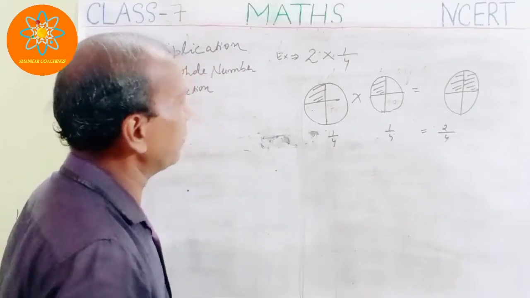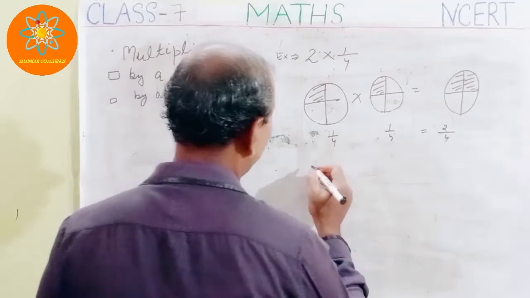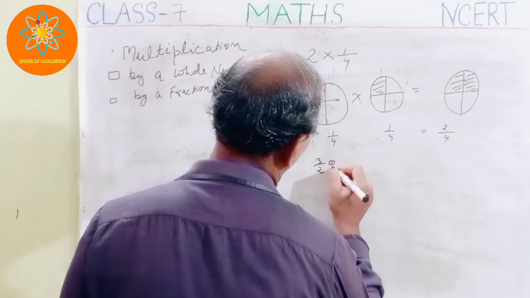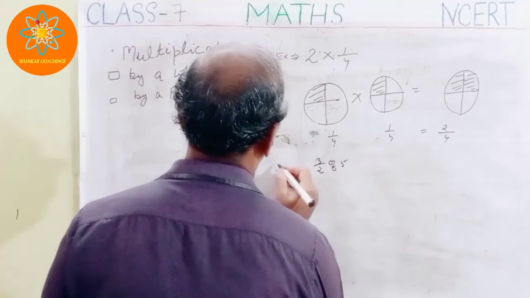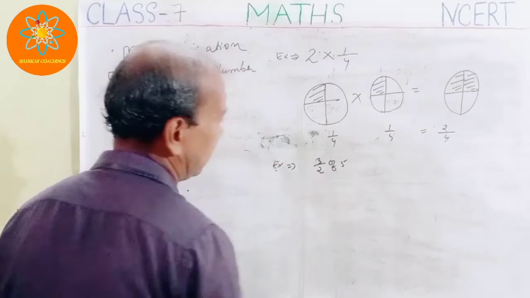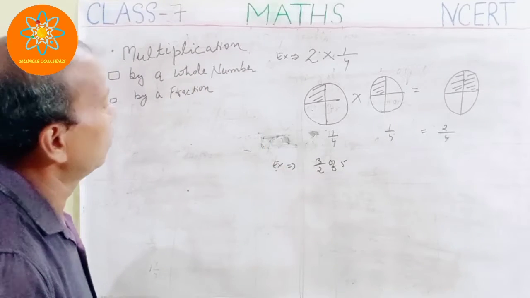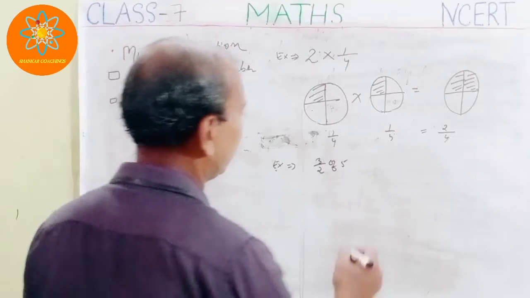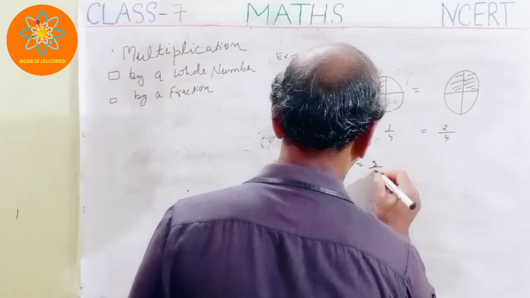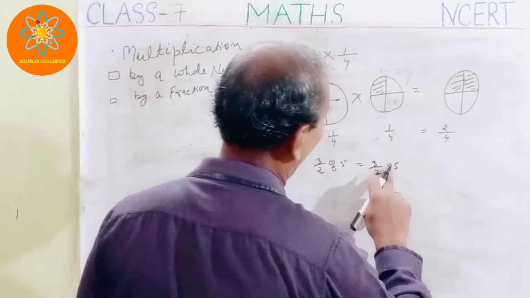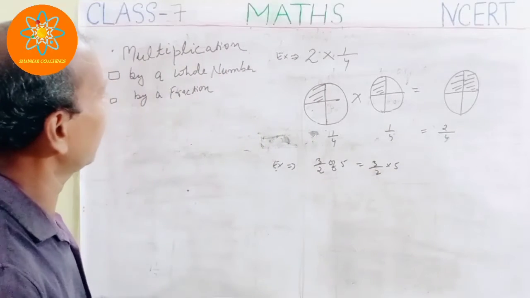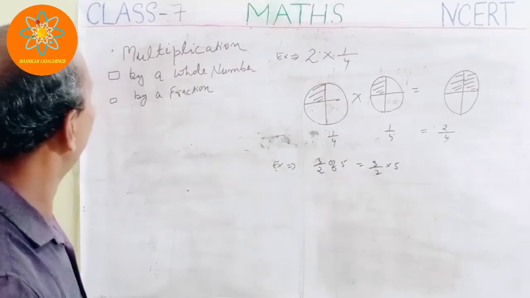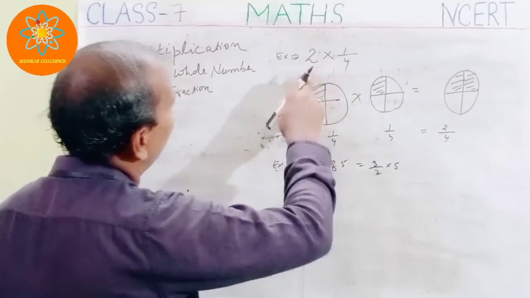There is another representation also. Suppose there is given 3 by 2 of 5. So 'of' is nothing but a multiplication sign. So I can write it here: this is equal to 3 by 2 into 5. So 'of' means multiplication. Now this is the case of multiplication of a fraction by a whole number.